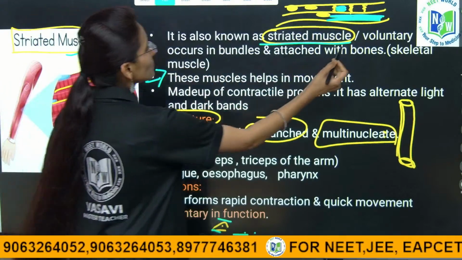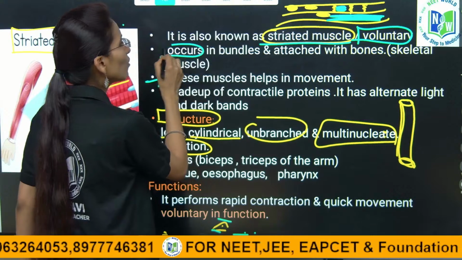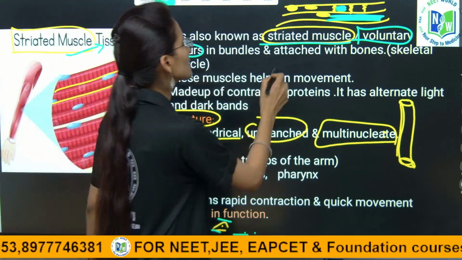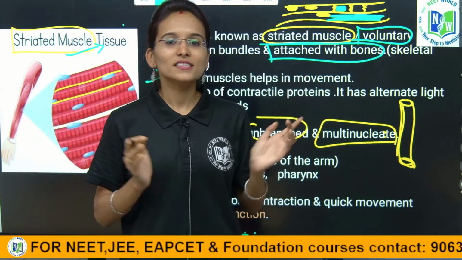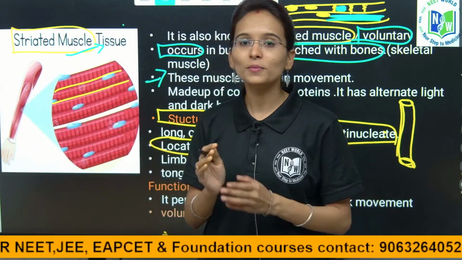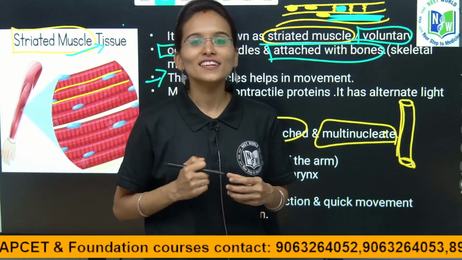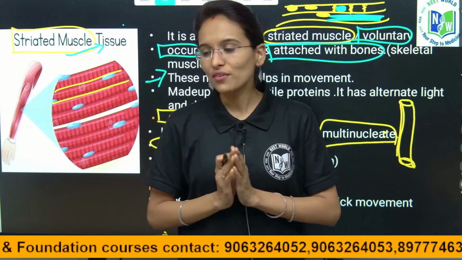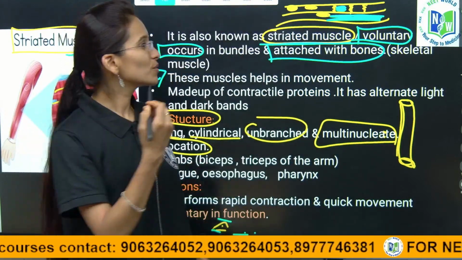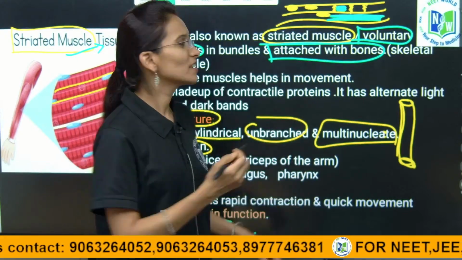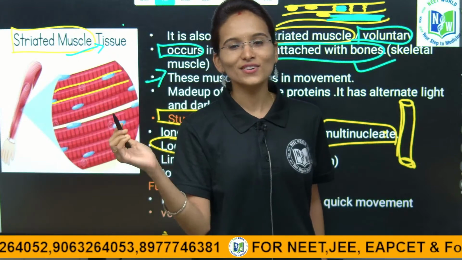And for this muscle's function, these muscles are voluntary in function, in bundles, and these are attached with the bones. It means these striated muscles are attached with the bones, and these are voluntary in function. Voluntary in function in the sense, suppose if I want to move one step here, I can move. If I want to turn back and if I want to write something, I can write, clear. And if I want to move my hand in this way, I can move.